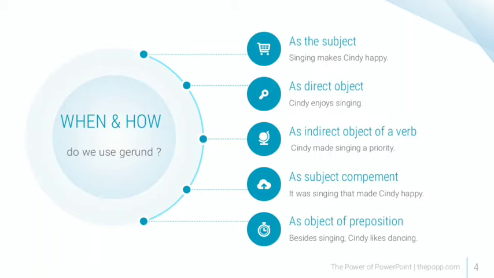And the last, gerunds can be the object of a preposition. Because gerund is a noun, it can be the object of a preposition in a prepositional phrase. For example, besides singing, Cindy likes dancing. Here, Cindy is the subject of the sentence, likes is the verb, and dancing is the noun or direct object. However, besides singing has been added to the sentence as a prepositional phrase opener. Singing is a noun and the object of the preposition besides.